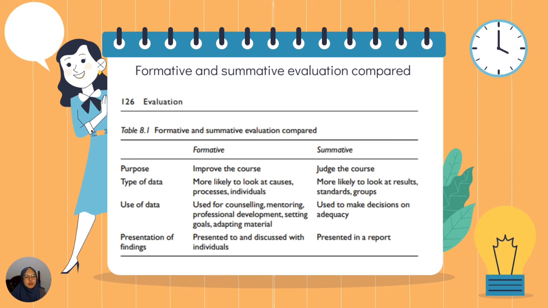The third is use of data. In formative evaluation, data is used for counseling, mentoring, professional development, setting goals, and also adapting material. While in summative evaluation, data is used to make decisions on advocacy. And the last is presentation of findings. In formative evaluation, it is presented to and discussed with individuals, while in summative evaluation, it is presented in a report.